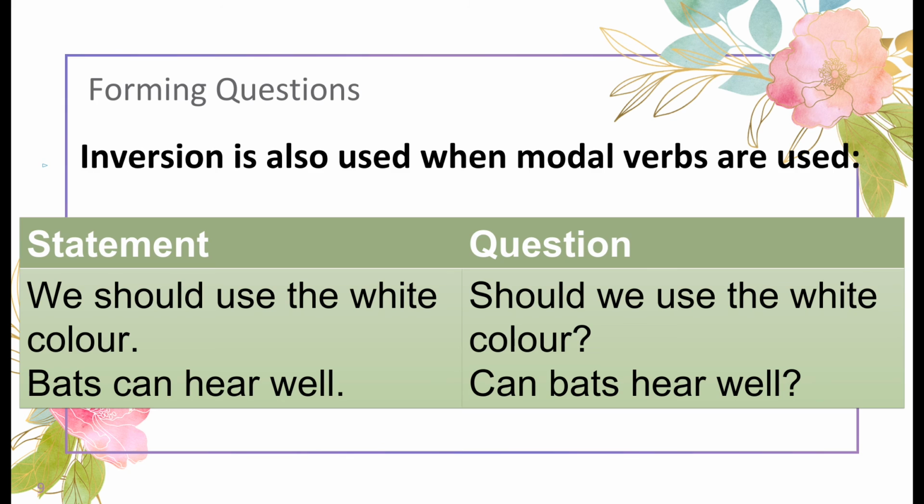Let's look at the next statement. Bats can hear well. Bats is the subject and can hear is the verb. Again, can is the modal verb, so the position of the subject and the modal verb will be exchanged. Their positions will be inverted. So, Bats can hear well will become, Can bats hear well? I hope the rule of inversion is now clear.